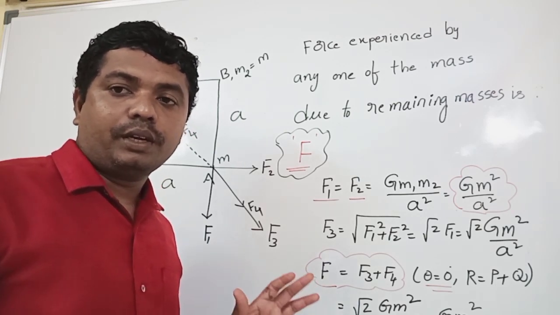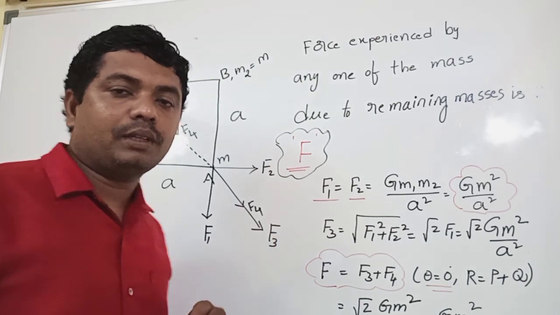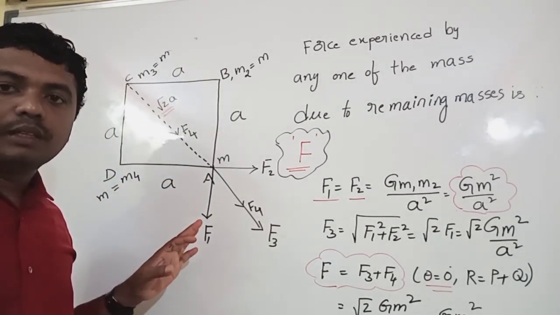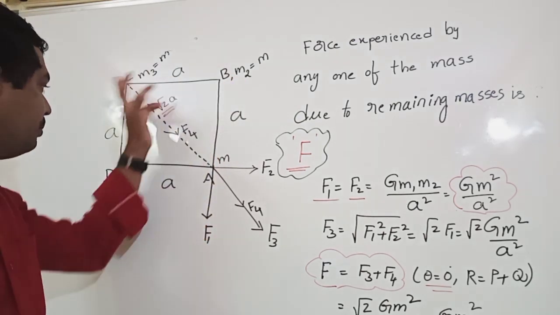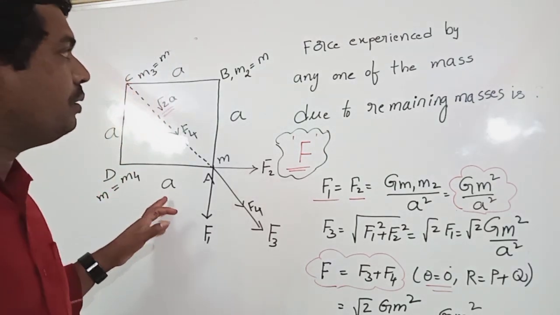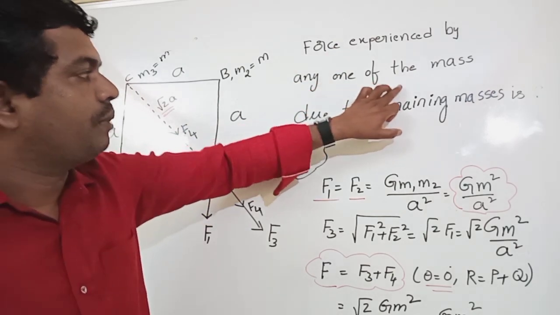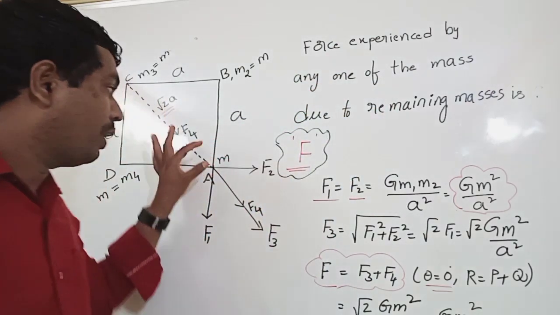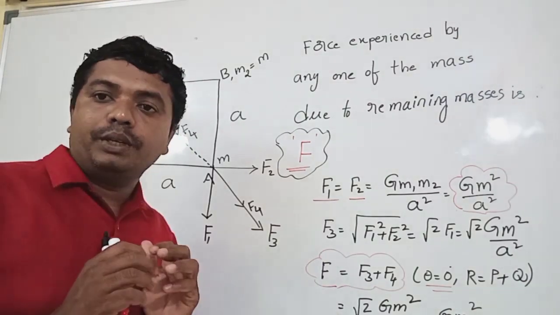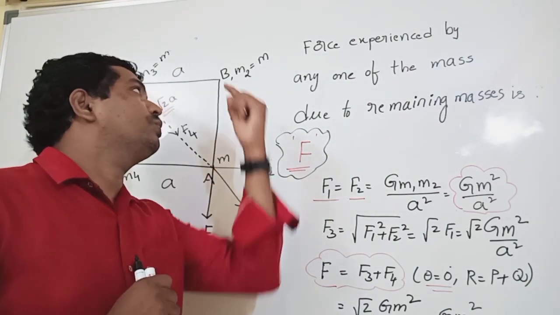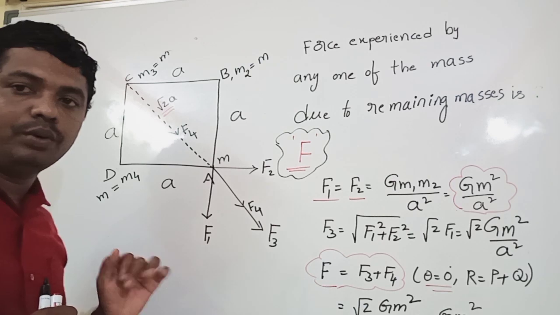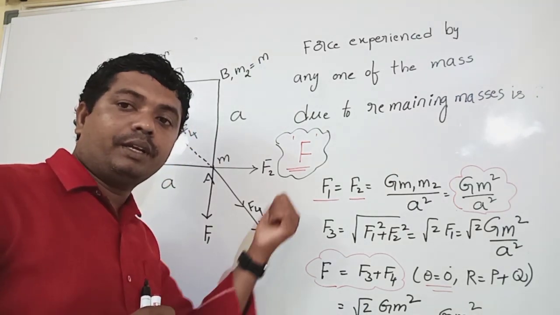Let us consider a square of side a, with four identical masses kept at the corners of the square, A, B, C, D. All these masses are the same, that is, each is M. Now we want to calculate the force experienced by any one of the masses due to the remaining masses. That means one mass experiences forces due to the other three. How many forces is it going to experience? Three forces: due to B, F1; due to D, F2; due to C, F4.